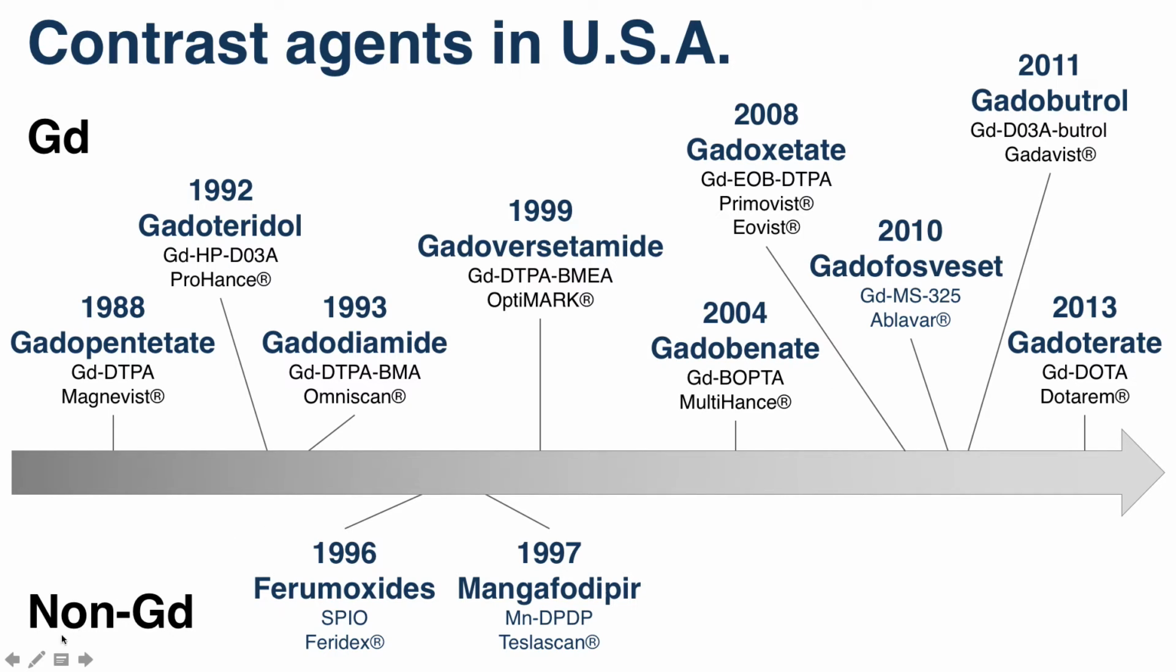And then there were some agents that were not based on gadolinium. Iron particles were approved in 1996. A manganese agent was approved in 1997, but right away you can see that most of the approved agents were released with gadolinium and only a few with other agents. Now, this agent here, Ablavar, is a blood pool agent. So this binds to proteins so strongly that it doesn't get out of the blood space. It stays inside the blood.